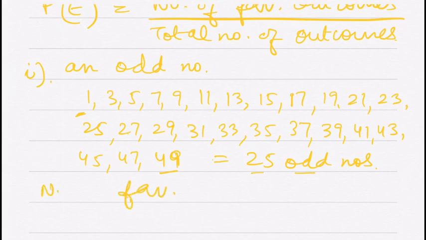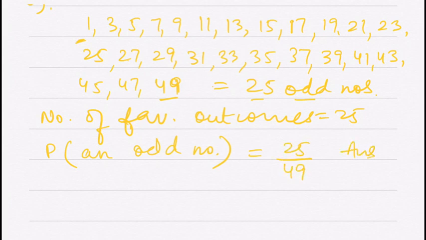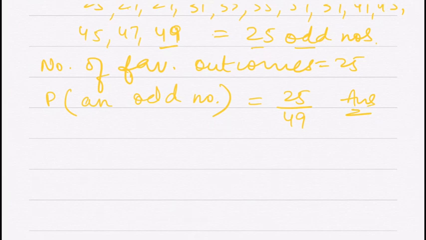So my number of favorable outcomes is 25 in this, right? Now I have already written my formula. So the probability of an odd number in this experiment will be equal to 25, and the total number of cards is 49. So that's my answer. Okay, now let's move to the second part.